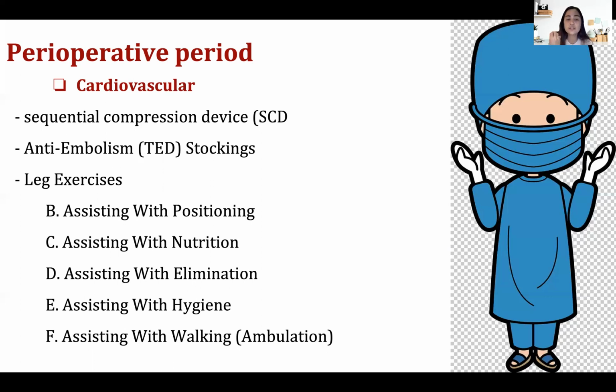Assisting with elimination. During elimination also, you can assist as a nursing assistant. How? For those patients who have received general anesthesia, for example, they cannot go to the washroom. They should be on bed rest for 4 to 6 hours. So you should assist with their elimination needs. If they want to void, you give them a urinal if they are male; if they are female, you give them a bedpan. These are the things you can do for their elimination.